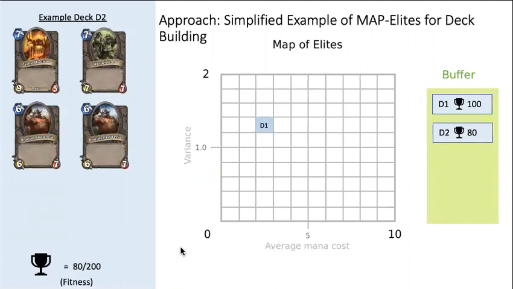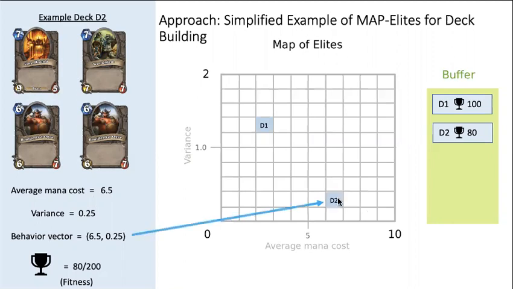So, okay, now we have a different deck, but we're repeating the same process. We evaluate D2. We see its fitness is not great. It's 80 out of 200. And we see that it has a lot of high-cost cards. So it's not surprising that we have a higher average mana and a lower variance, because you can see that the variance is very small. The behavior vector here is something that we haven't plotted yet. So nothing else is occupying this cell. Only one deck can be in a cell at a time. And so we put D2 there, and now we're on to D3.